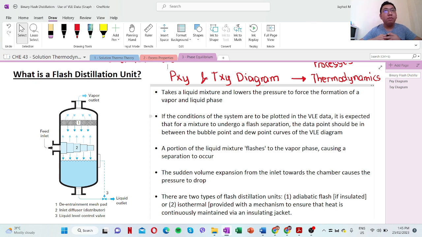If the conditions of the system are plotted in the VLE data, it is expected that for a mixture to undergo a flash separation, the data point should be in between the bubble point and dew point curves of the VLE diagram. This is a common mistake: some chemical engineering students are so preoccupied with the solving process without realizing whether it is really worth solving the problem, or whether it is just tricking us. How do I know if it's worth the effort of solving a flash distillation unit? The first thing you have to check is whether the conditions of the flash drum plus the composition of the feed inlet lie in between the curves.